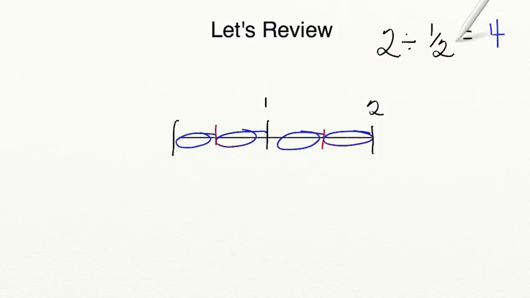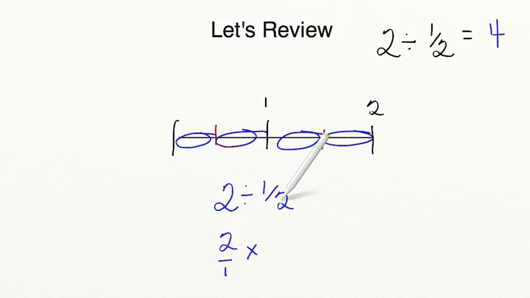You can also complete the inverse operation. So we have 2 divided by 1/2. When we write it as an inverse operation, we say it's 2 wholes times, and then we flip over our half so that we have 2 wholes. 2 times 2 equals 4, and 1 times 1 equals 1, which is also equal to 4 wholes.